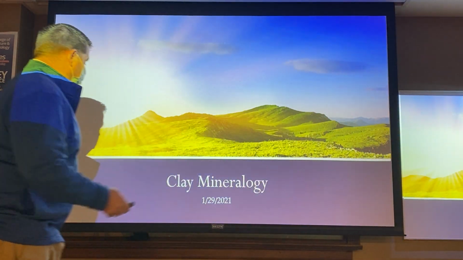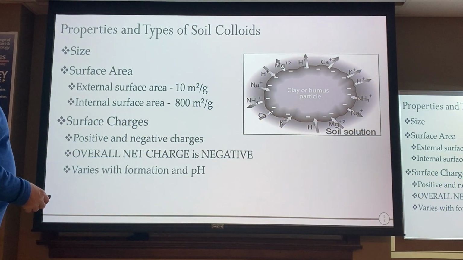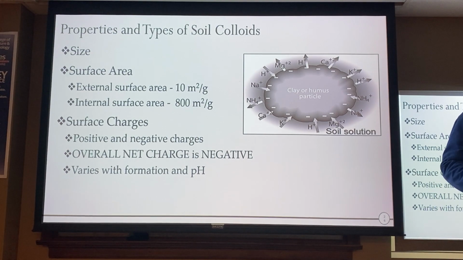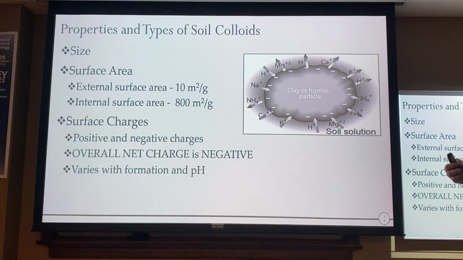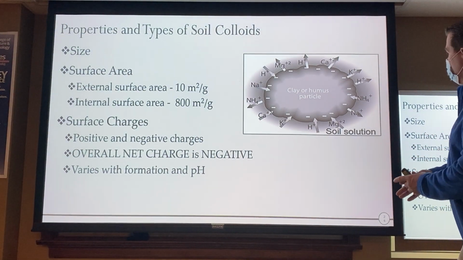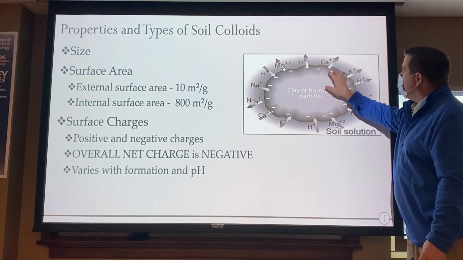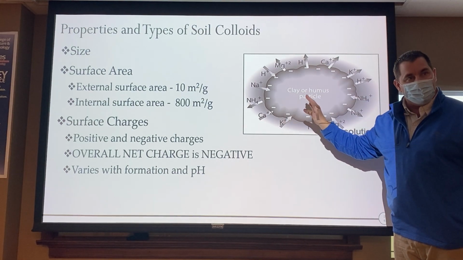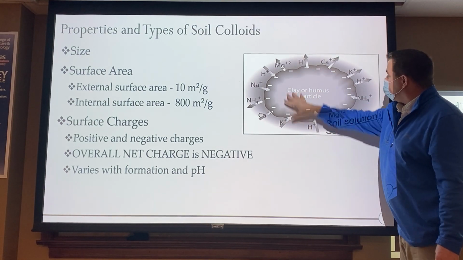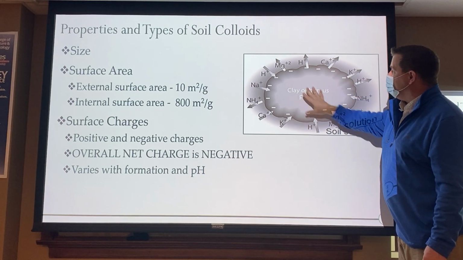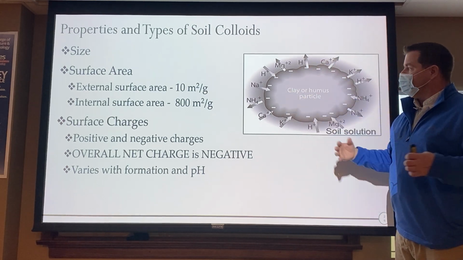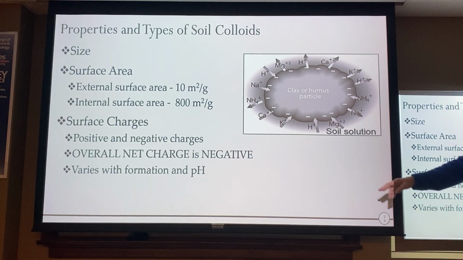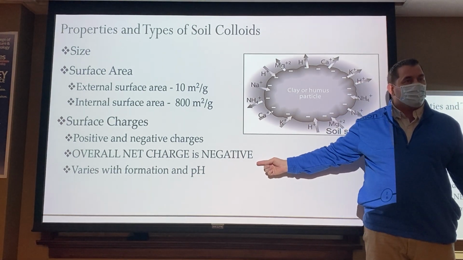So today we're just going to go over clay mineralogy. When we're talking about soil structure, it is the soil colloids that give us our charge. In this clay or humus particle, we have these negative charges. I mentioned this as we left off in class last week. These clay particles and colloids are where we get our charge from. They have a large surface area. They have both positive and negative charges, but the overall net charge is going to be negative.